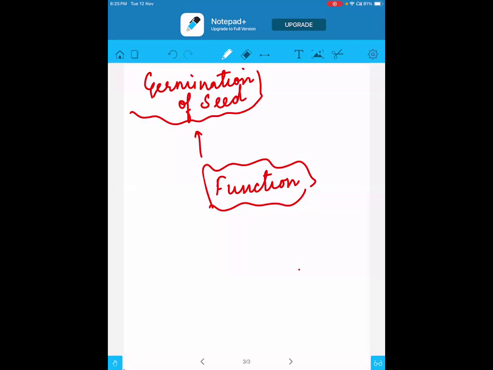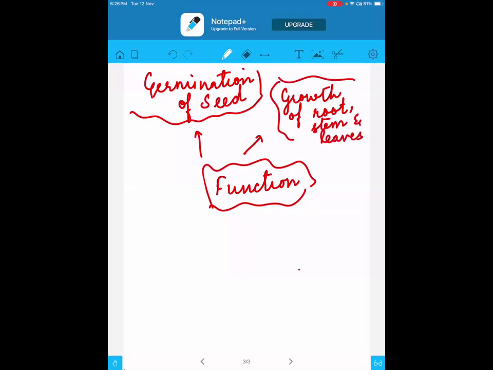Now coming to the next function, it is also responsible for the growth of roots, stems, and leaves. Like in our body, if I talk about the human body, we have the growth hormone, right? And because of the growth hormone, we are increasing in height. In the same way, the plant also has the hormone because of which it will be able to grow properly.